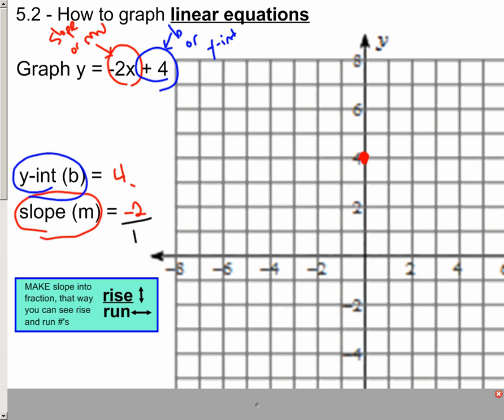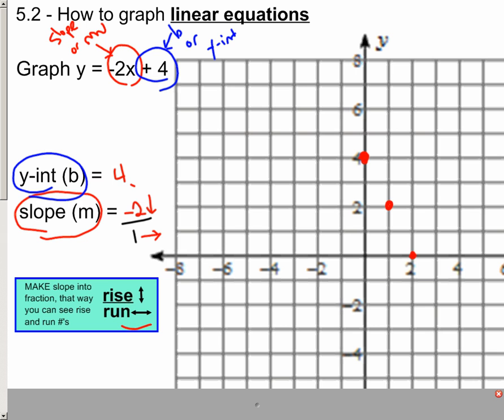Make sure it's a fraction. So not a big deal if it's not. Just put a 1 under it. If it's a negative number on top, it tells us to go down 2 spots. So we'll go down 2 spots, but don't put a point there yet. And then if it's a positive number on the bottom of the slope, we'll go over to the right 1 spot, like this. And why am I going over once? Because there's a 1 right there. So I'll go down 2 and to the right 1, down 2 and to the right 1.